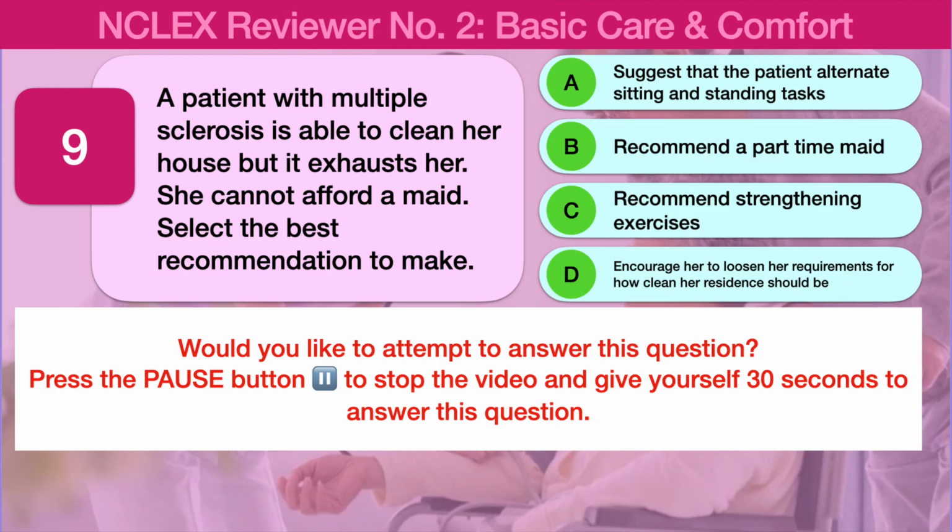Question number 9. A patient with multiple sclerosis is able to clean her house but it exhausts her. She cannot afford a maid. Select the best recommendation to make. A. Suggest that the patient alternate sitting and standing tasks. B. Recommend a part-time maid. C. Recommend strengthening exercises. D. Encourage her to loosen her requirements for how clean her residence should be.